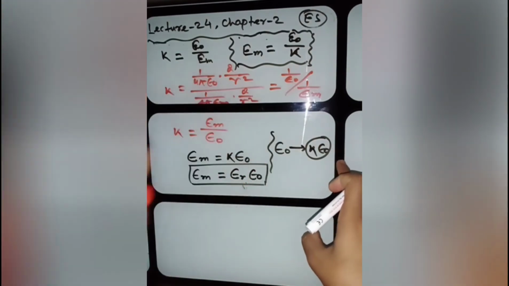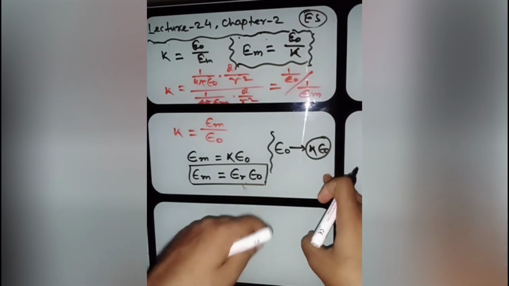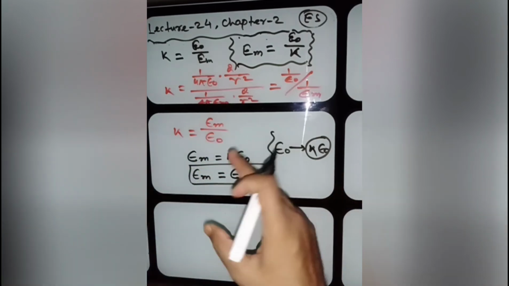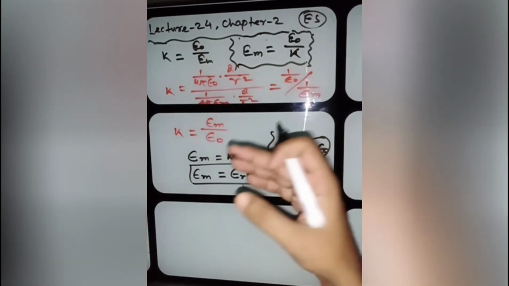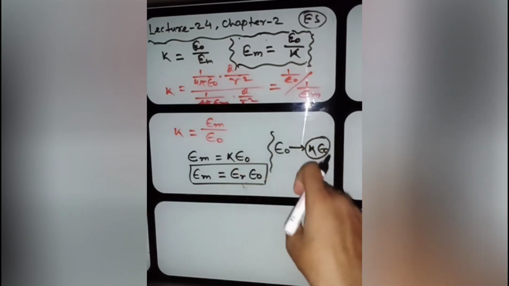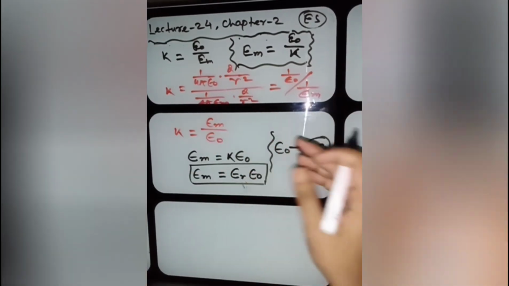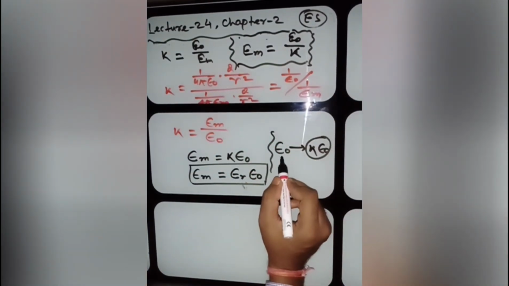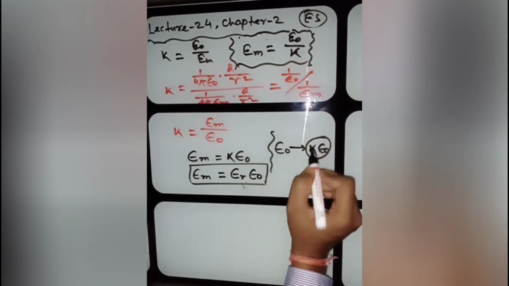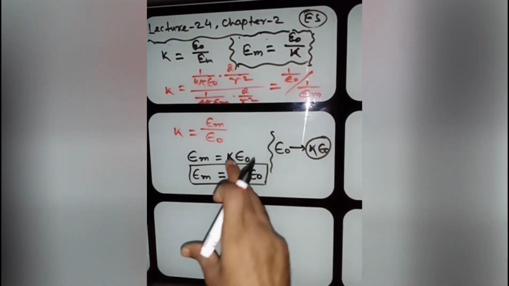If K is below, in the denominator, then the quantity will be decreased by K times. If it is above, in the numerator, then it will be increased by K times. Remember, replace epsilon naught by K epsilon naught. In this way you can write the epsilon.